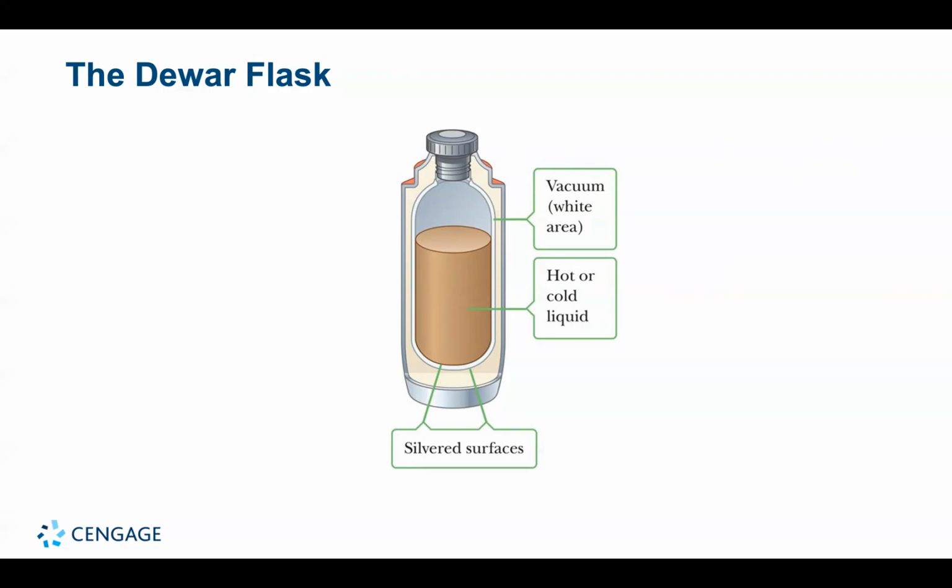Dewar flasks are commonly used to store liquid nitrogen, which has a boiling point of 77 Kelvin, and liquid oxygen, which has a boiling point of 90 Kelvin. To confine liquid helium, which has a boiling point of 4.2 Kelvin and a very low heat of vaporization, it is often necessary to use a double Dewar system in which the Dewar flask that contains the liquid is surrounded by a second Dewar flask. The space between the two flasks is filled with liquid nitrogen.